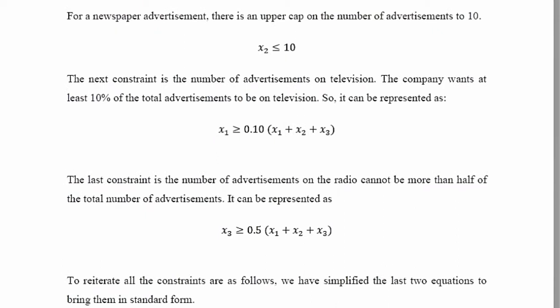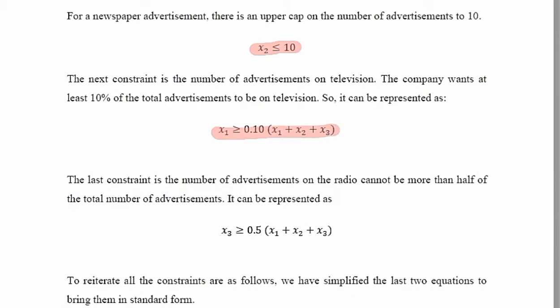For the second constraint, for newspaper advertisements, there is an upper cap on the number of advertisements of 10. This is the second constraint: X2 is less than or equal to 10. The next constraint is the number of advertisements on television. The company wants at least 10% of the total advertisements to be on television, so it can be represented as X1 is greater than or equal to 0.10 times (X1 plus X2 plus X3). So this is the third constraint.